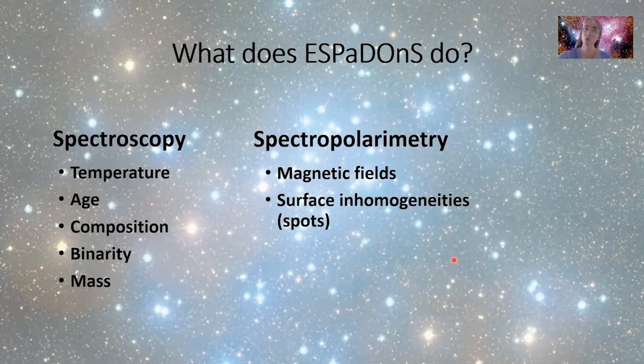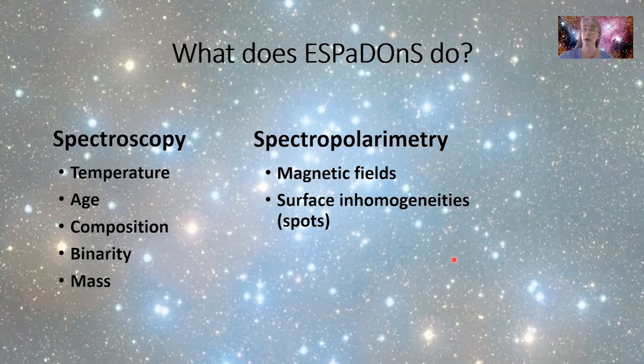What can astronomers do with those bumps and dips? What does ESPaDOnS do? If we do spectroscopy, we can figure out the temperature of a star, its age, its composition. If it's a binary star, what is its mass? If we do spectral polarimetry, we can get into more details.